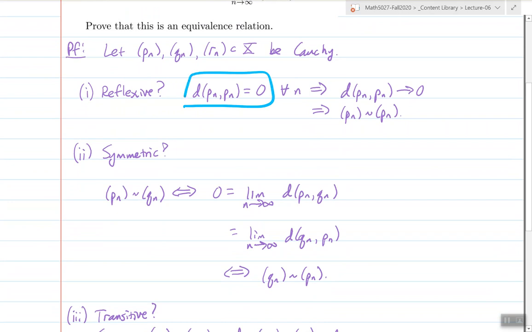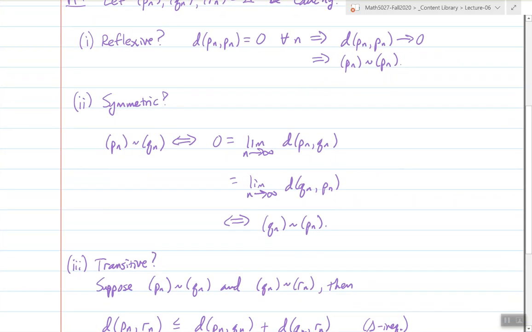The distance between Pn and Pn is always 0, which means a constant sequence 0 converges to 0, so a Cauchy sequence is equivalent to itself. No big surprise there. What about symmetric? The key is to use the symmetry property of metrics to say that the distance from Pn to Qn is the same as the distance from Qn to Pn. So if the Cauchy sequence Pn is equivalent to the Cauchy sequence Qn, then Qn is equivalent to Pn. Again, not so surprising; you're just using the symmetry property of a metric to prove the symmetry property for an equivalence relationship.